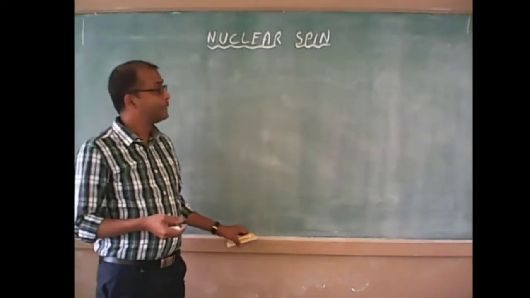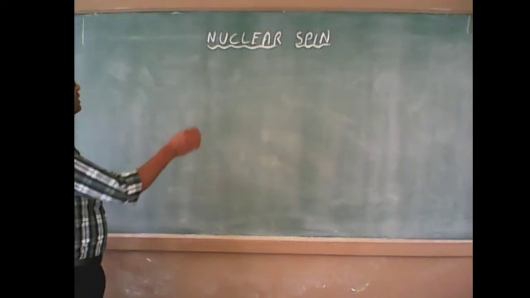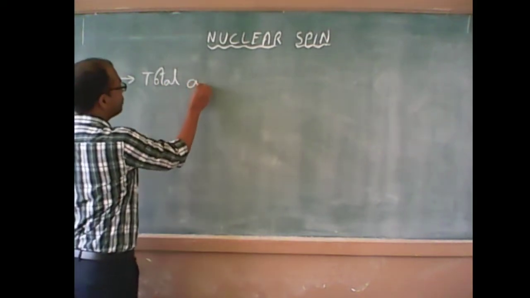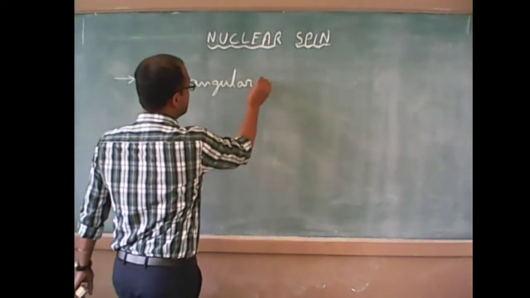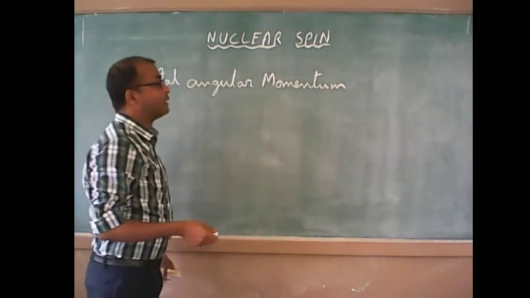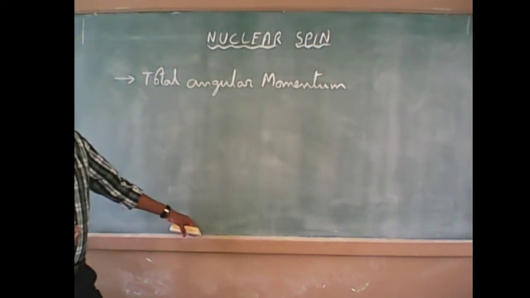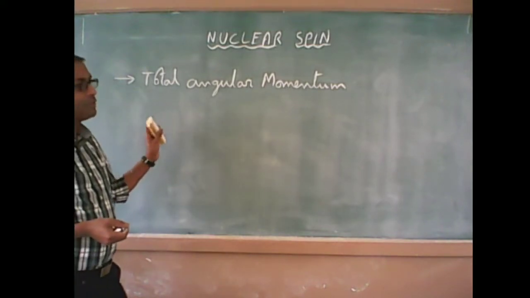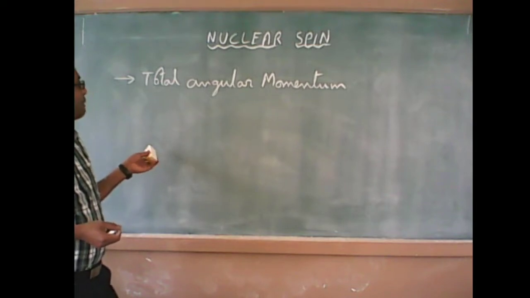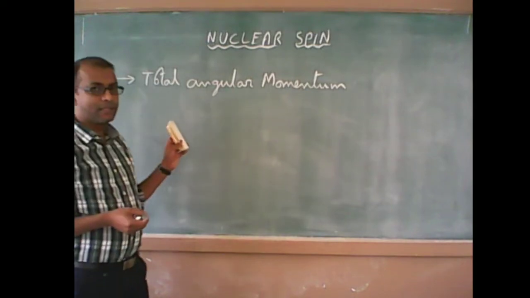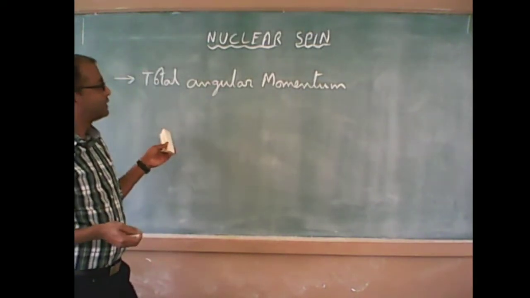So, what is nucleus spin? Nucleus spin can be defined as the total angular momentum possessed by a nucleus. This is a parameter which can be measured experimentally, and it is a characteristic of the nucleus of different elements. It's different for different elements. So it can be measured, as I said. Different nuclei have different angular momentum.